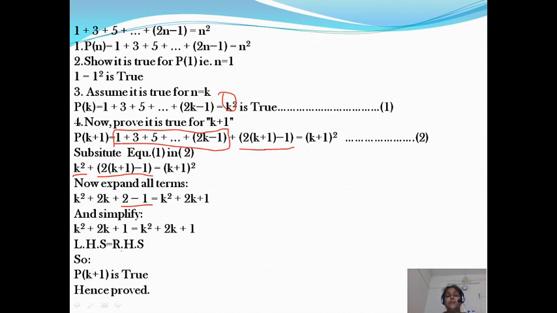Thus we have proved that P(k+1) is true. If P(k+1) is true, by the principle of mathematical induction, P(n) is also true. So we have proved 1 + 3 + 5 + ... + (2n - 1) is equal to n square. That's simple. Once again I will say the procedure.